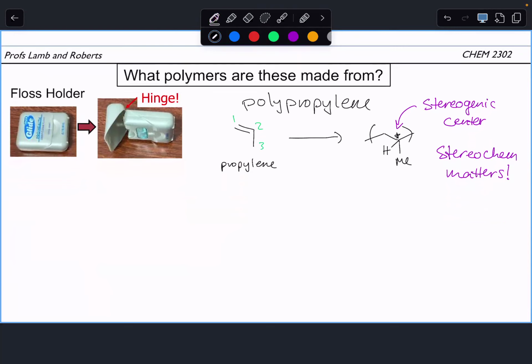And so in polymers, it's less important whether it's R or S, right? Like the absolute configuration. It matters more what is the relative configuration of all of the stereocenters in the polymer. And so in this case, we're talking about isotactic polypropylene. Okay, so iso means same. Tactic is like relative stereochemistry.